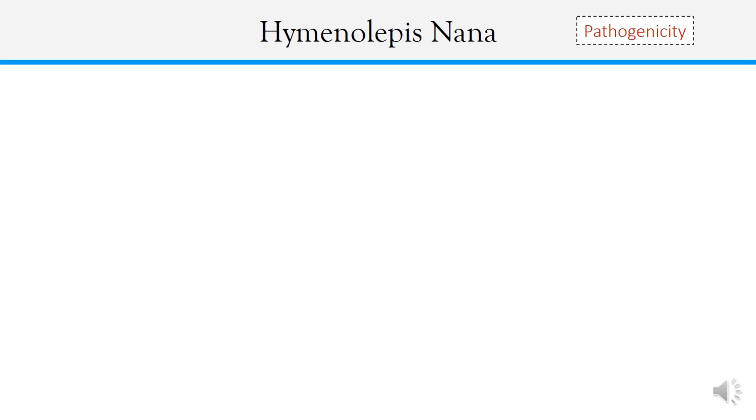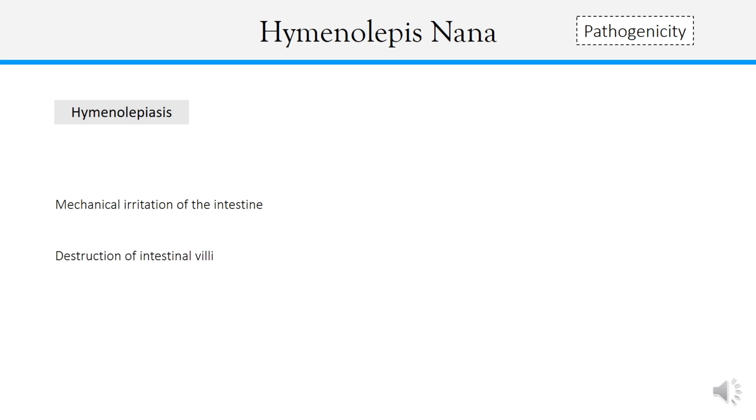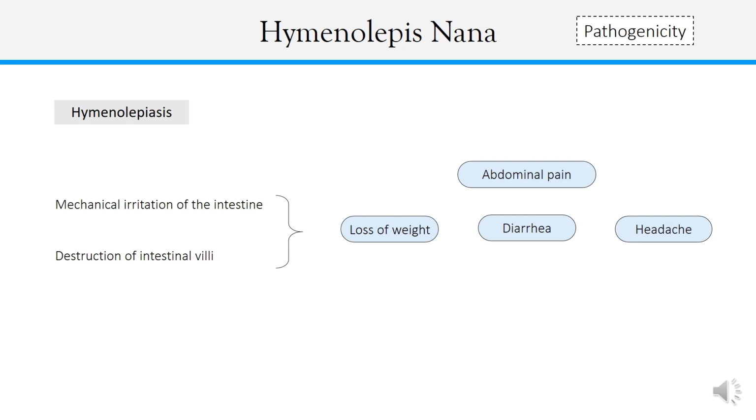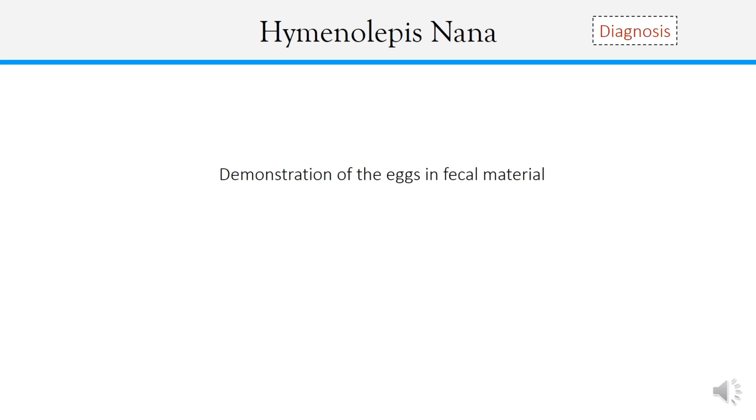What about the pathogenicity of Hymenolepiasis? Of course, when a person is infected with this parasite, mechanical irritation of the intestine may happen. Also, unfortunately, destruction of intestinal villi may happen, and this may lead to abdominal pain, diarrhea, weight loss, headache, allergic rash. In order to diagnose this parasite, demonstration of the eggs in fecal material should be performed.